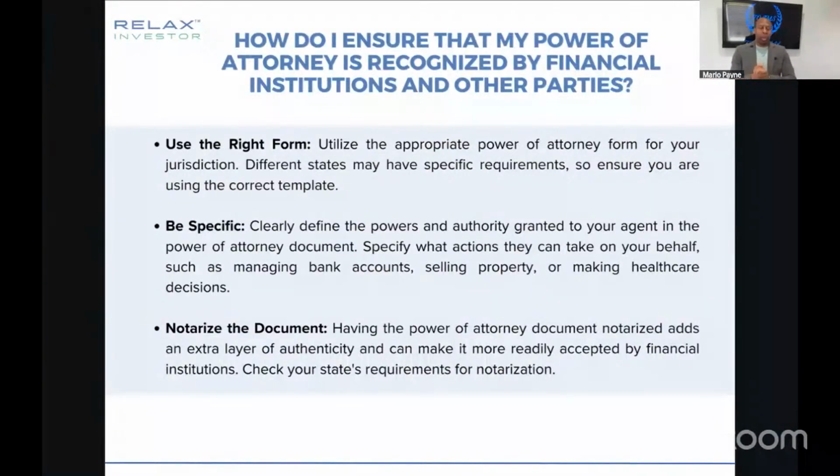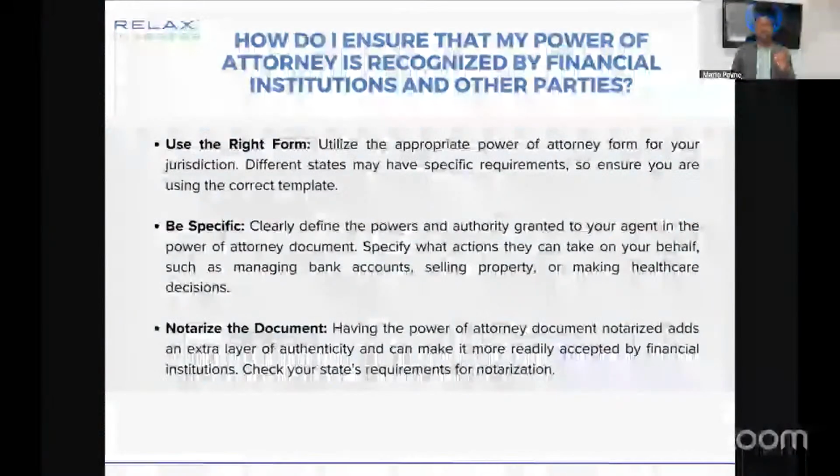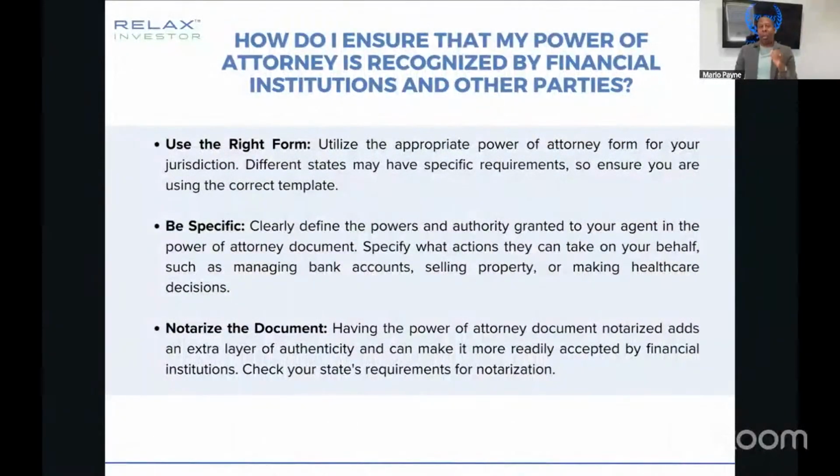So how do I ensure my power of attorney is recognized properly? Use the right form. As I said, you want to use the appropriate power of attorney form for your jurisdiction. Every state is very important as well. You don't want to go to some website and just create a power of attorney. Every state has what you call state statutes. So if the person is in a different state, we need the right power of attorney paperwork for that state.